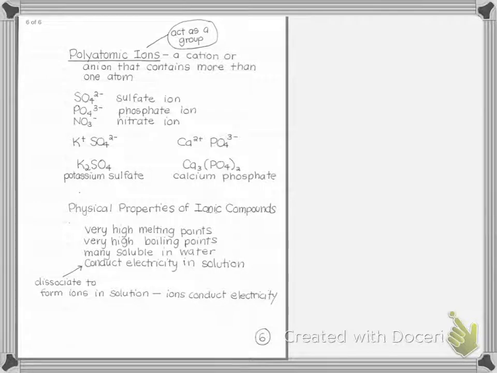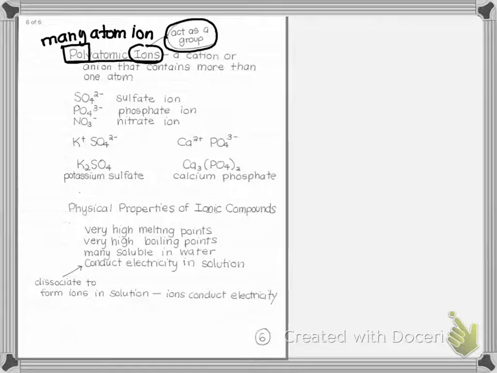Another thing that can occur in ions is something called a polyatomic ion. So we know an ion is a charged particle. The word poly means many, so polyatomic means a many-atom ion. These elements have bonded together to form a group, but they have a charge. That's what makes them an ion, but they still act together as a group.